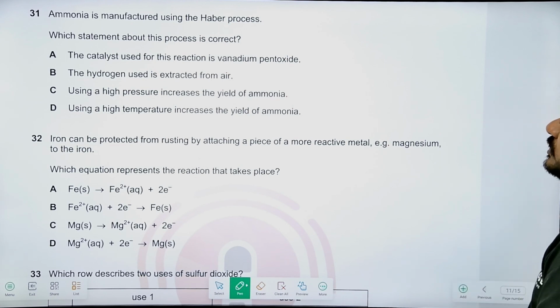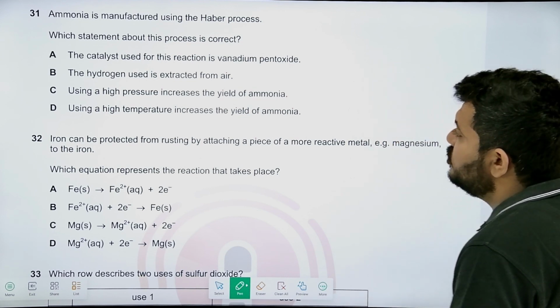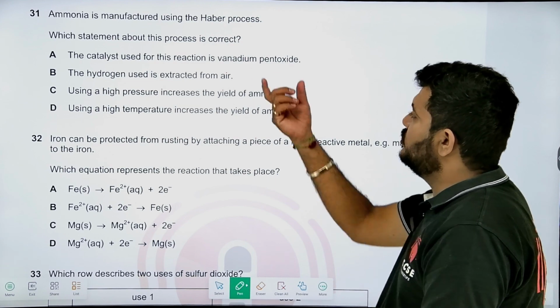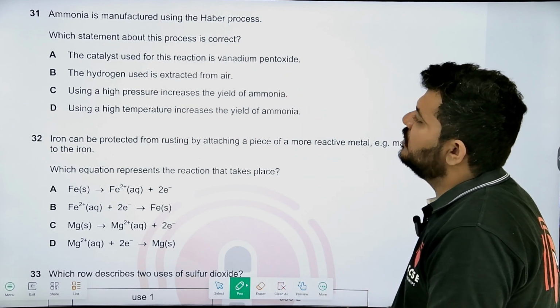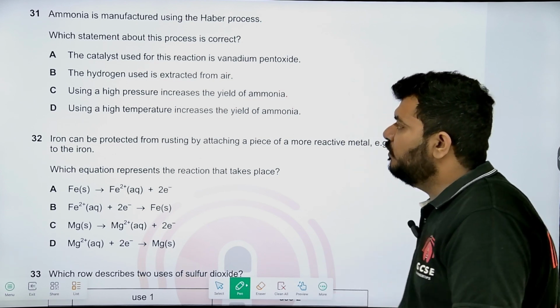Ammonia is manufactured using the Haber process. Which statement about this process is correct? The catalyst used for this reaction is vanadium pentoxide. No, it is actually used for the contact process. Hydrogen used is extracted from air. It is actually extracted from cracking of hydrocarbons.